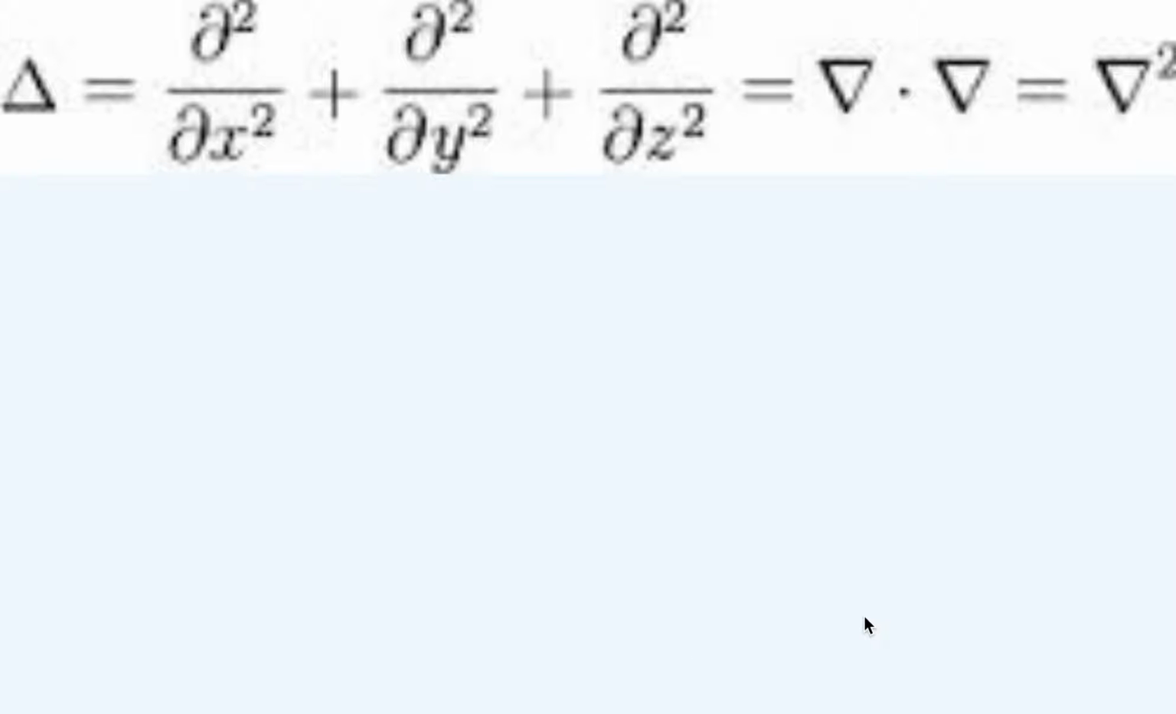Okay, in this video we'll talk about the Laplacian operator. So here we have the Laplacian operator, which is represented as an upside down delta, which is partial squared over partial x squared plus partial squared over partial y squared plus partial squared over partial z squared. So it's basically the second partial derivative in all three directions, or as many directions as you have. It can also be represented as delta dot delta, which is the same thing as delta squared.